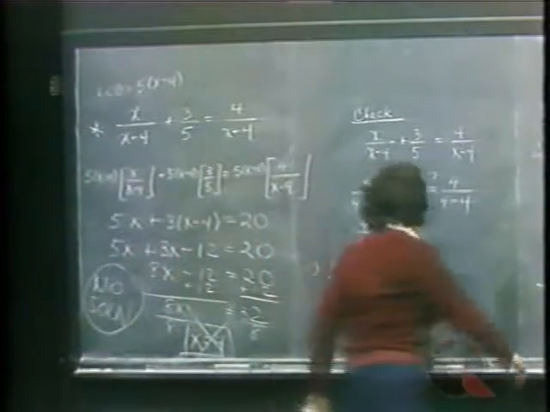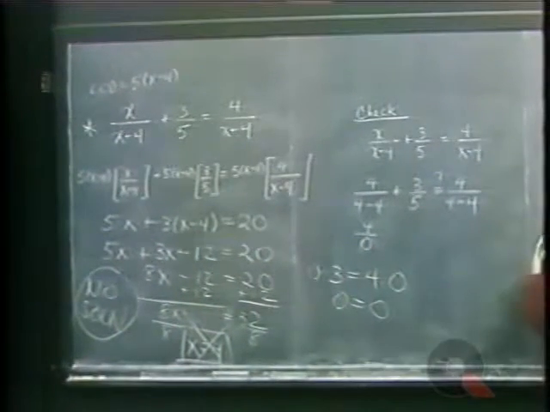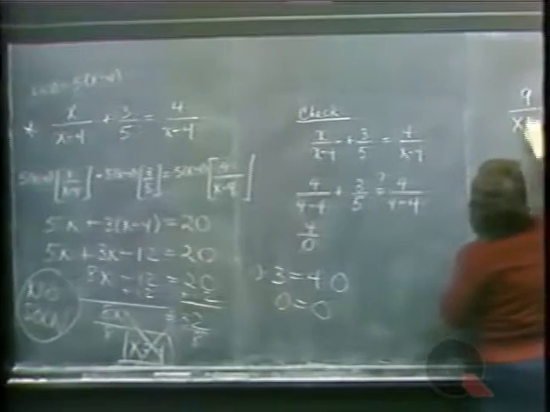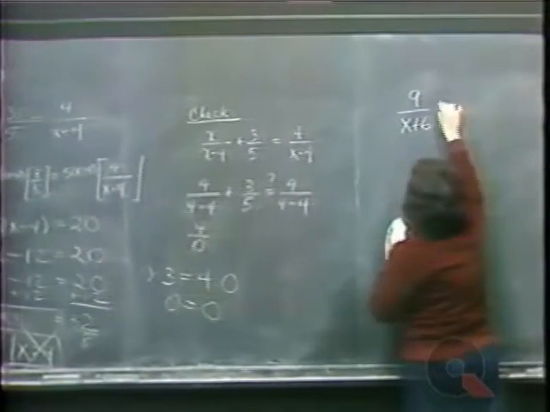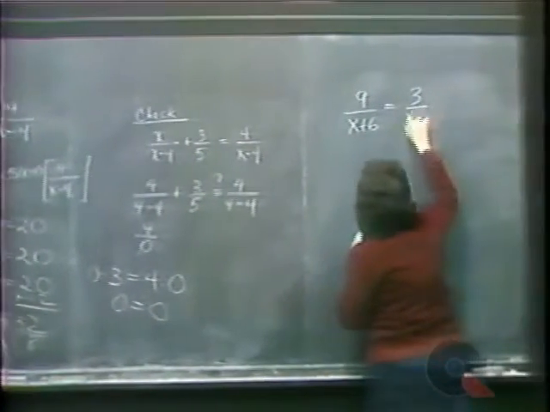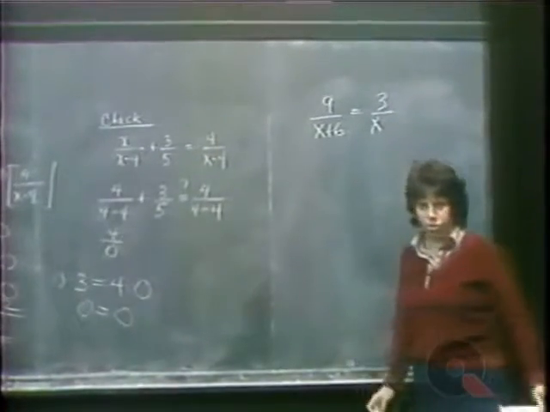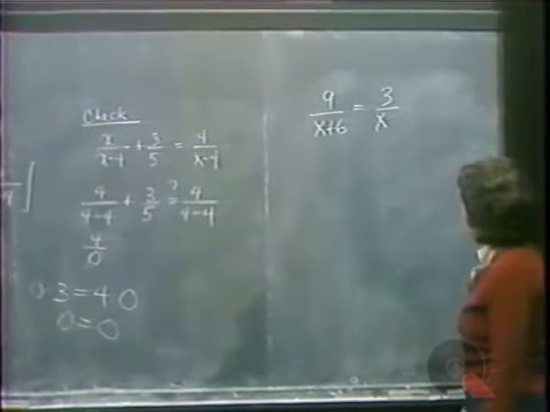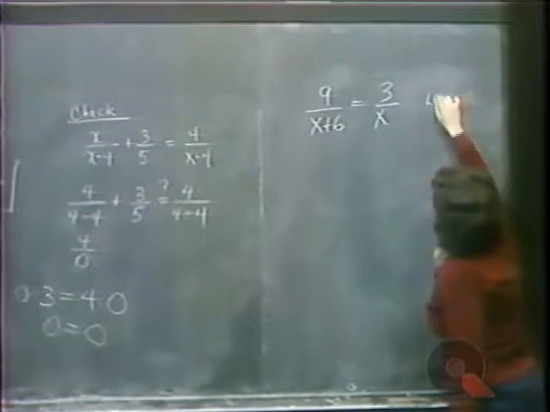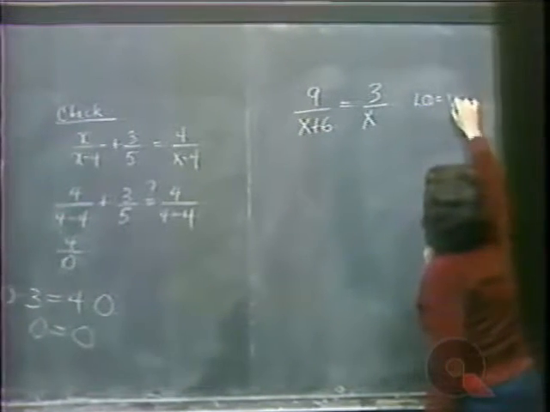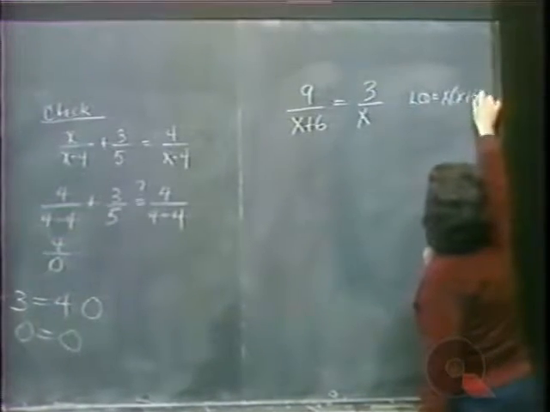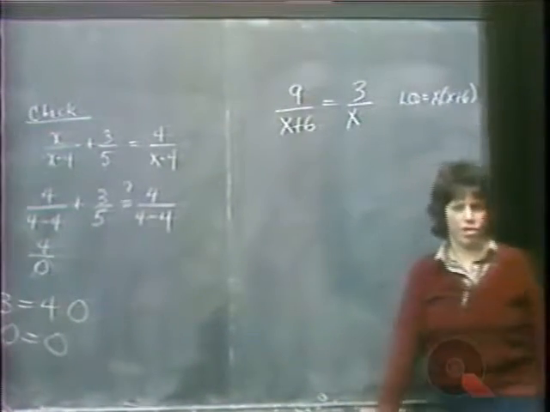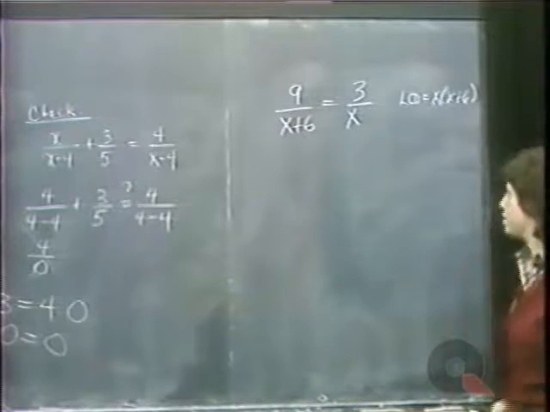Okay, let's move on to the next problem. 9 over x plus 6 is equal to 3 over x. We would like to solve this fractional equation, find the x values which, when you substitute in, give you a true statement. Once again, it's rather simple to find the LCD. It's simply x times x plus 6. In this case, it is the product of the denominators. I mean, sometimes it does come out to be that simple.